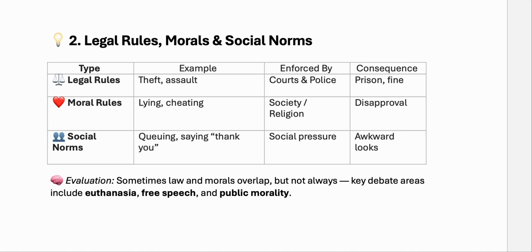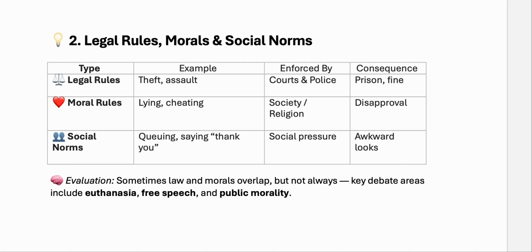Next, we have moral rules. Now, these are about what's right or wrong according to society, or perhaps to religion, or perhaps even just to your own values. You won't go to court for breaking these. However, people might disapprove. For example, lying to a friend isn't against the law, but it is frowned on. Then we have social norms, which are everyday expectations like queuing or saying thank you. And if you ignore these, you might just get a few odd looks.